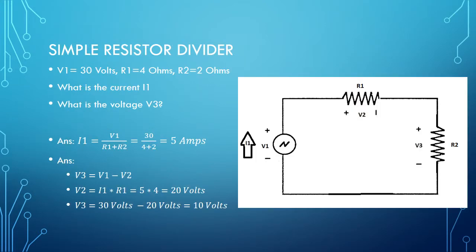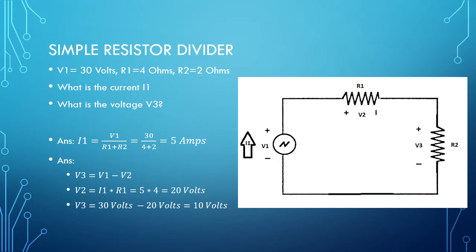Here we will conclude by putting all of our equations together and solve our very own circuit. This specific circuit is known as a resistor divider. We know that the current is the same throughout the circuit because of Kirchhoff's current law. We find the current using Ohm's law. I1 is equal to V1 divided by R1 plus R2. We find that I1 is 5 amps.